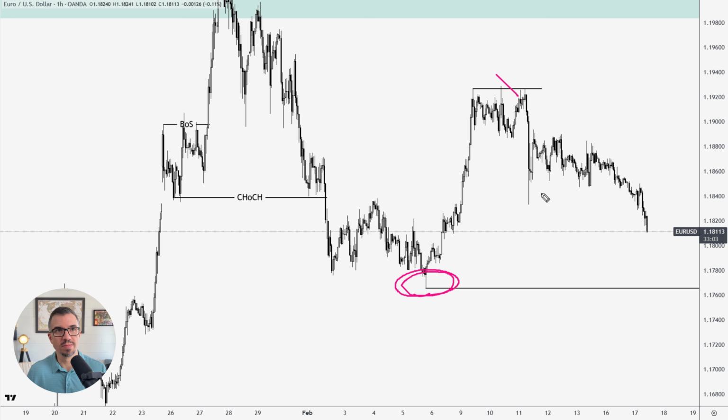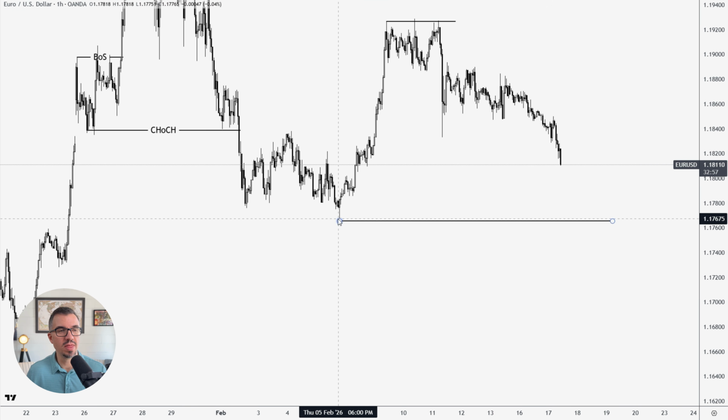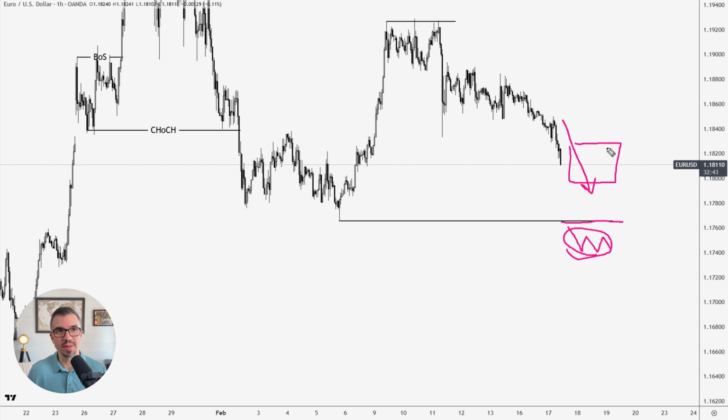So the point here is that if we get a close below this low down here, then that would give us a BOS. Okay, so acceptance below here gives us a BOS. And if we get displacement like we're seeing so far here today, then we have a buy side imbalance. So you get acceptance below here, and then from there, you're looking for shorts against that buy side imbalance for mitigation of that area.